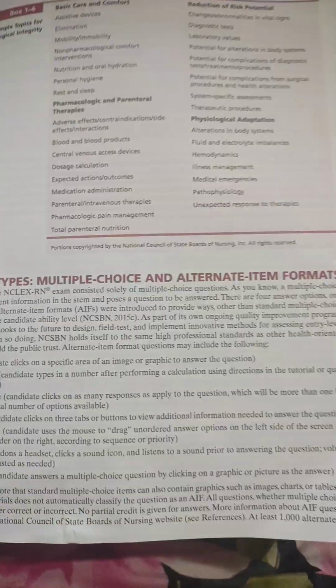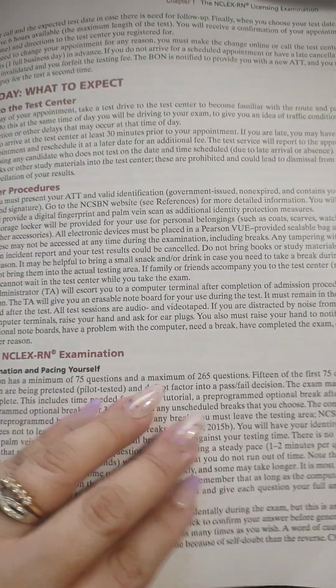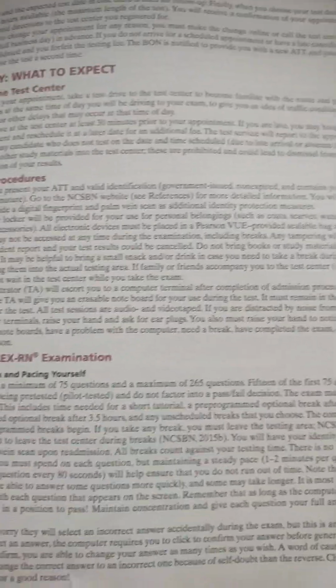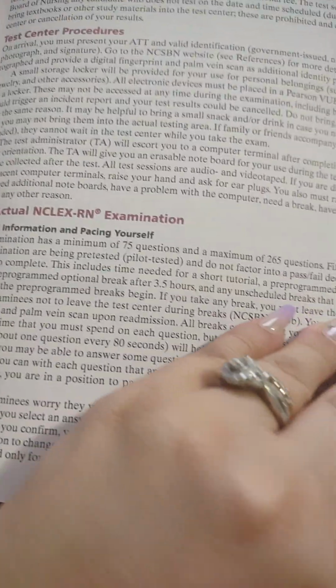The CAT exam has changed since May of 2023, so it goes from 85 to 150 questions. It covers what to expect on your exam day, the actual exam, and it goes into some statistics.